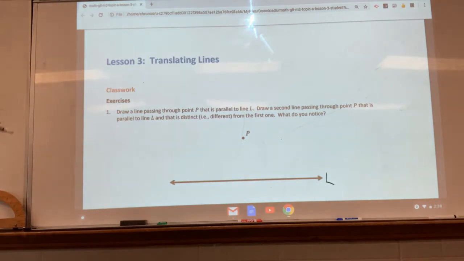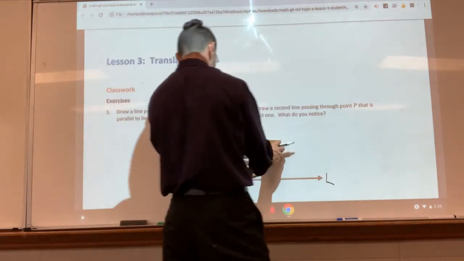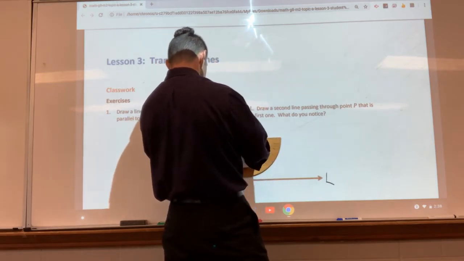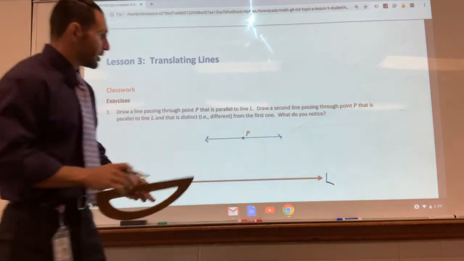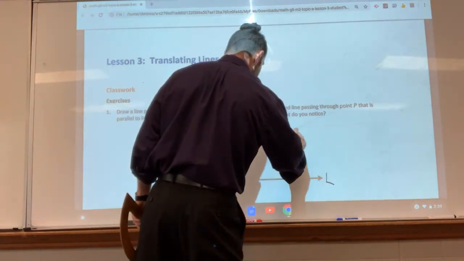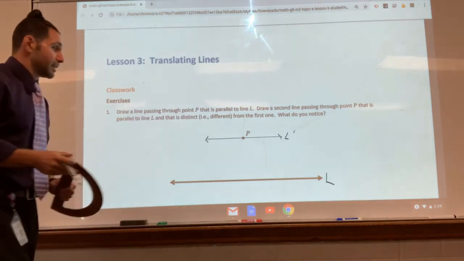So, draw a line passing through point P that is parallel to line L. So, I'm going to try to draw this as parallel as possible. I'm going to call this line L prime. Why? Because I translated it. Here's the original, I translated it up.